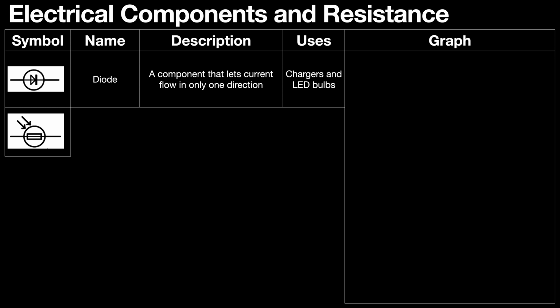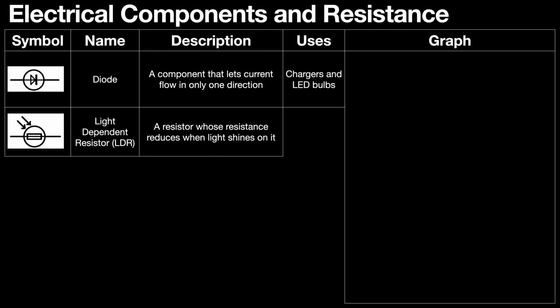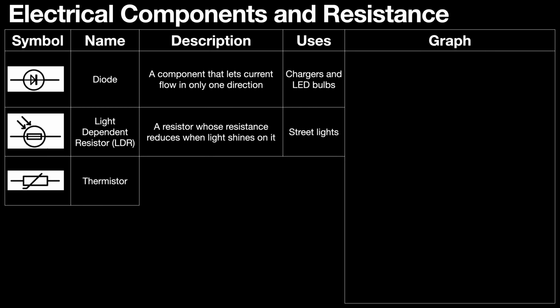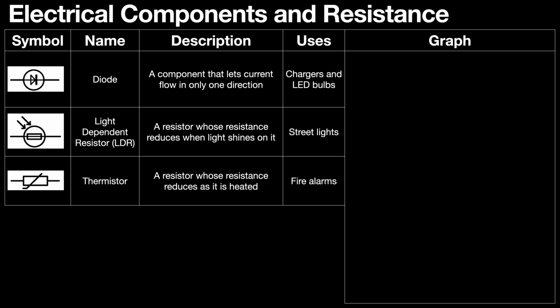The next is called a light-dependent resistor, or an LDR. And this is a resistor whose resistance reduces when light shines on it. And as a result, it's often used in automatic streetlights. Next, we have a thermistor, a resistor whose resistance reduces as it's heated. And this type of resistor is often used in fire alarms.